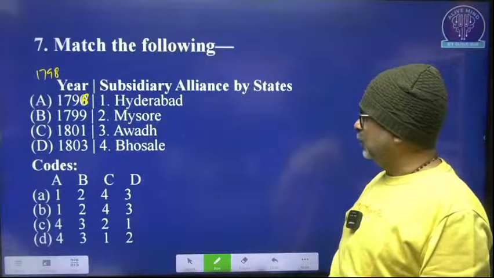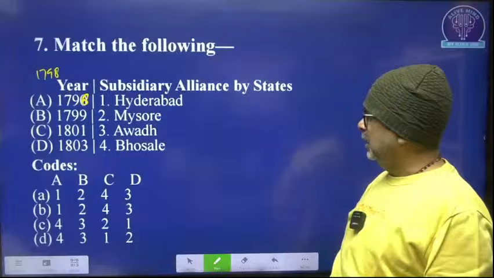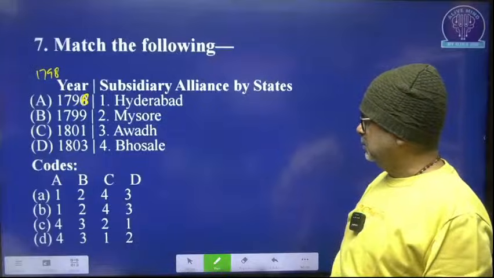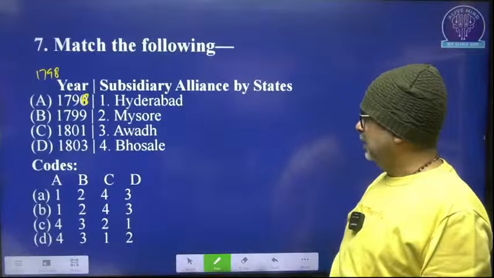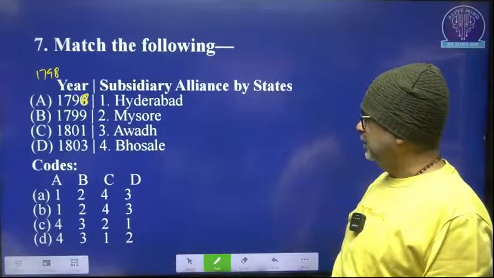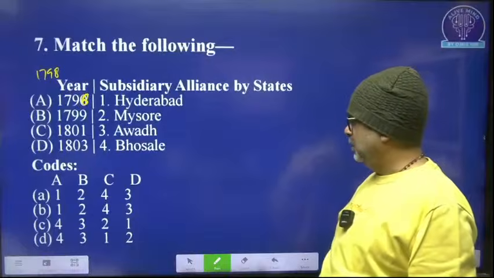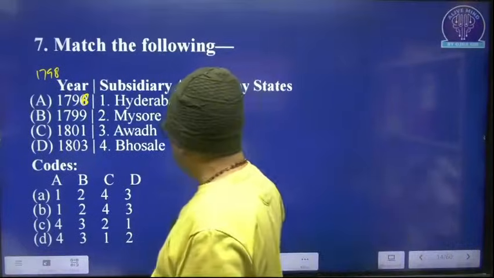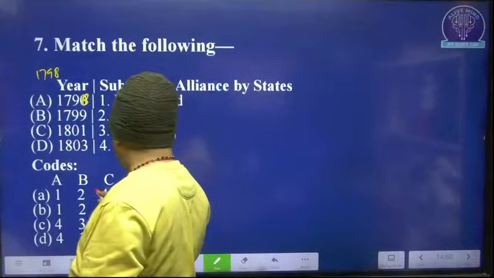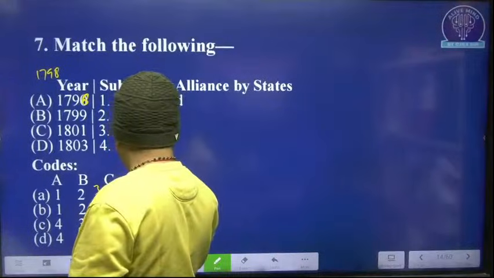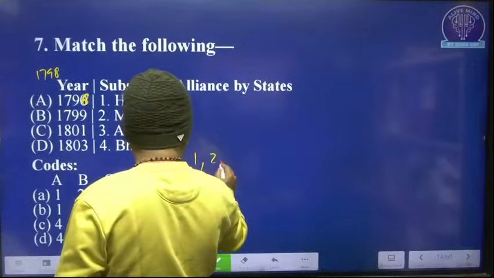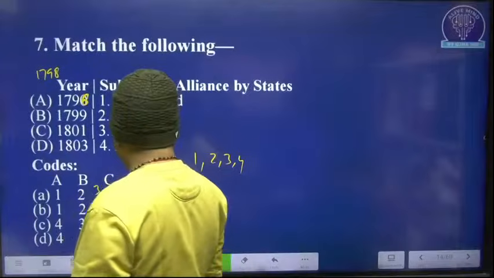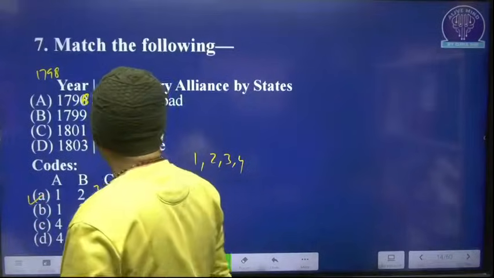Mysore, Fourth Anglo-Mysore War, 1801. Avadh, 1803. Bhosle. Please do the correction in the answer also. 1, 2, 3, 4. The answer will be 1, 2, 3, 4. A is the answer. 1, 2, 3, 4.